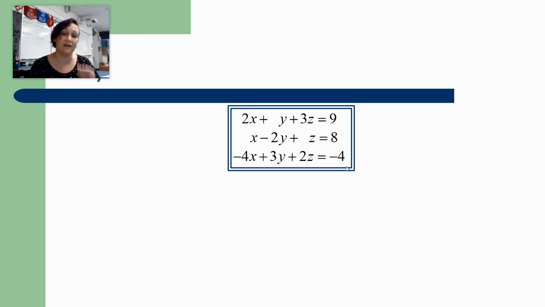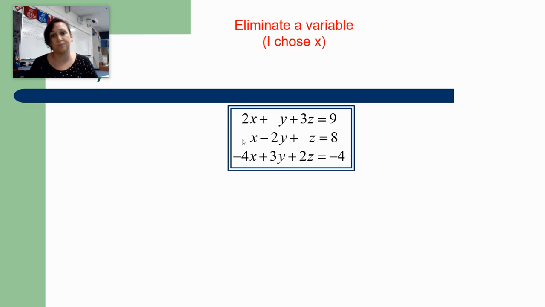So you have to pick x, y, or z. Doesn't matter. You pick anything you want. And then you're just going to use two equations at a time, and you're going to eliminate that variable that you chose. So I'm choosing to eliminate the variable x. I made that choice because of the middle equation, which has a letter x with no coefficient. So I knew that it wouldn't be too difficult to eliminate my letter x.